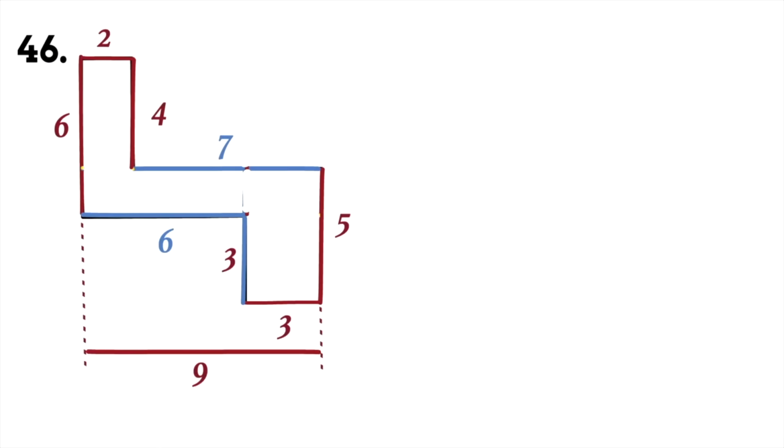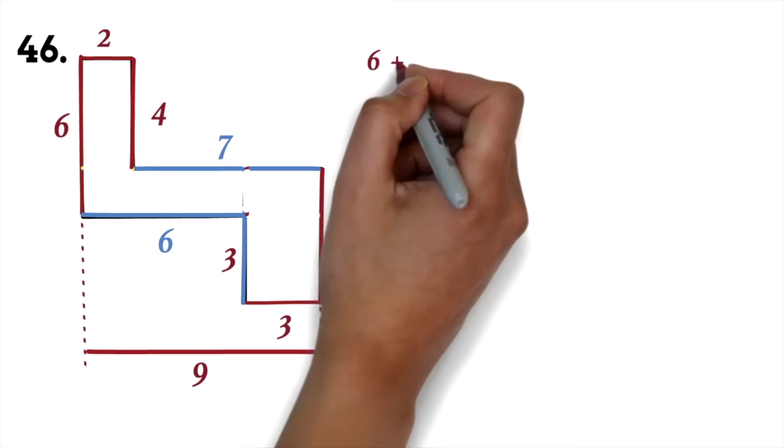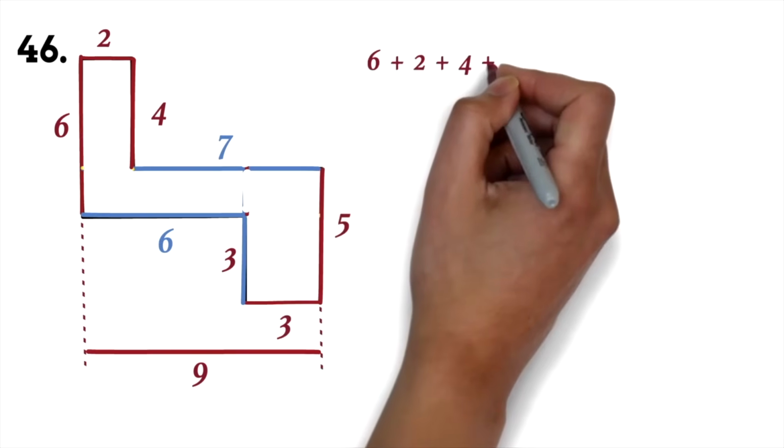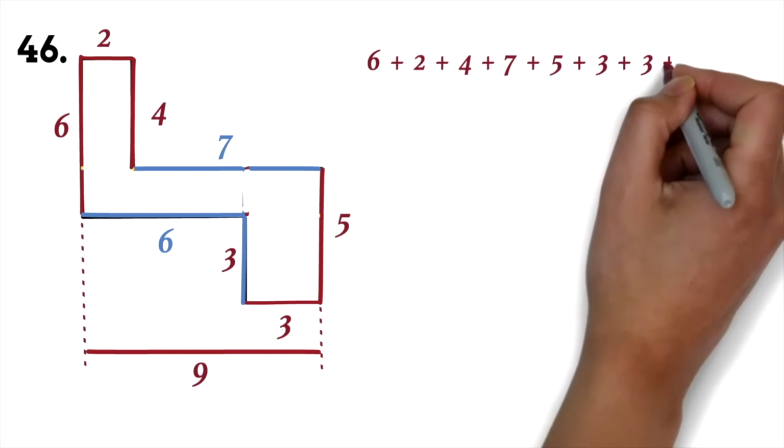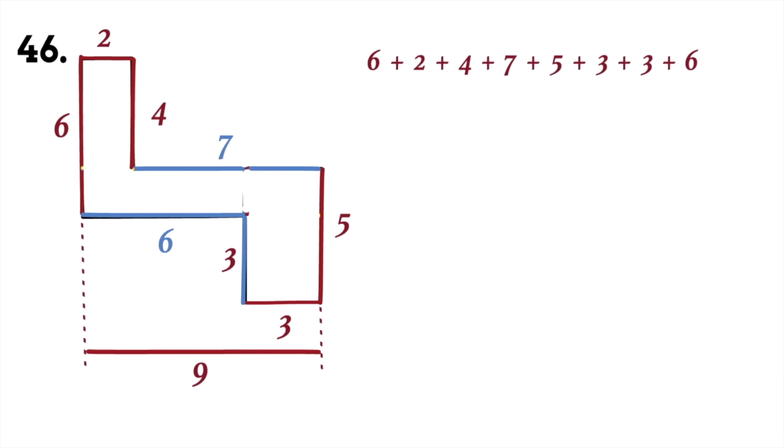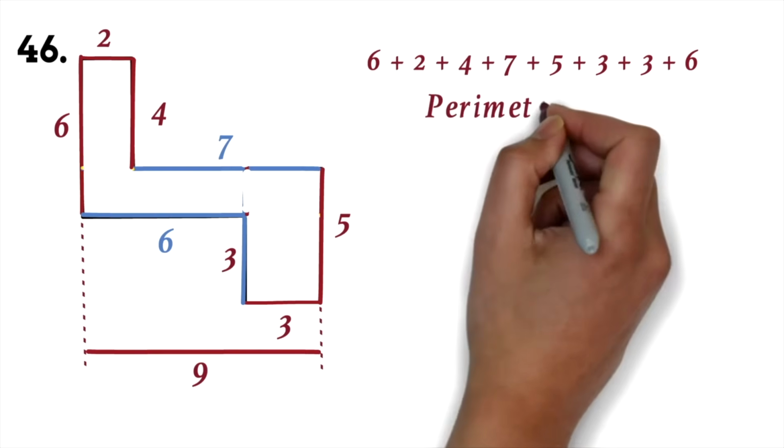Now, we can add all the sides to get the perimeter. 6 plus 2 plus 4 plus 7 plus 5 plus 3 plus 3 plus 6. This will give us a perimeter of 36.